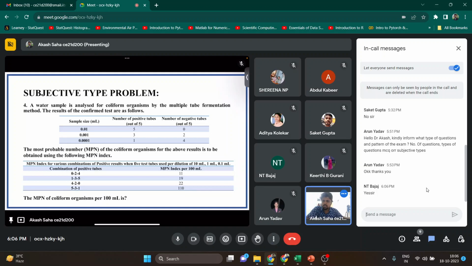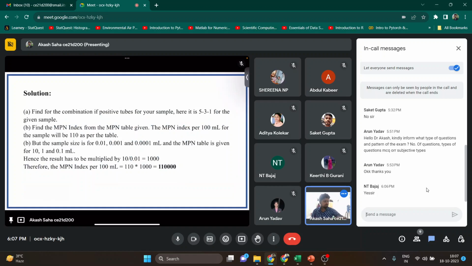Okay. So for 4 combinations of positive tubes, they have given like 024, 135, 420, 531. They have given the NPN index values. But this is a very big chart. For all possible combinations, the chart is there. For this question, I have just shown these 4 values only, but in the real chart, all the possible combinations are there. So we will see how to solve this problem.